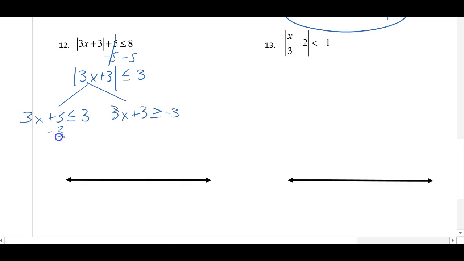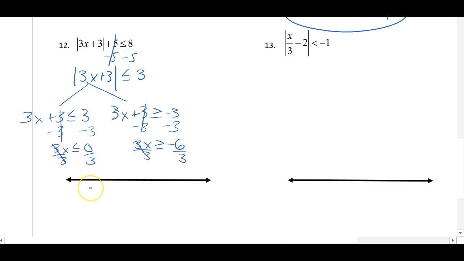So first, subtract the 3. Sorry, not equation, inequality. It's different. Equation has an equal sign. Inequality has a less than or equal greater sign. Okay, so now we have 3x less than or equal to 0, and 3x greater than or equal to negative 6. Divide both sides by 3. 3's cancel out.